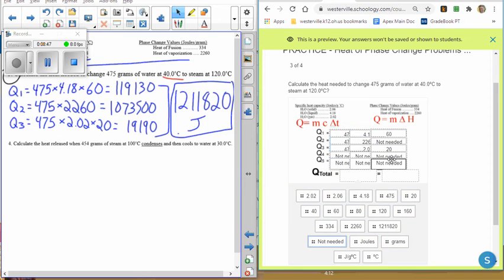Then it says Q total. I find my number, I got 1,211,820. Oh, there it is right there. The units are joules. There you go. And that's how you can get a full credit answer if this was your actual quiz question. Does that kind of make sense? Okie dokie. So that's how we're filling these out.